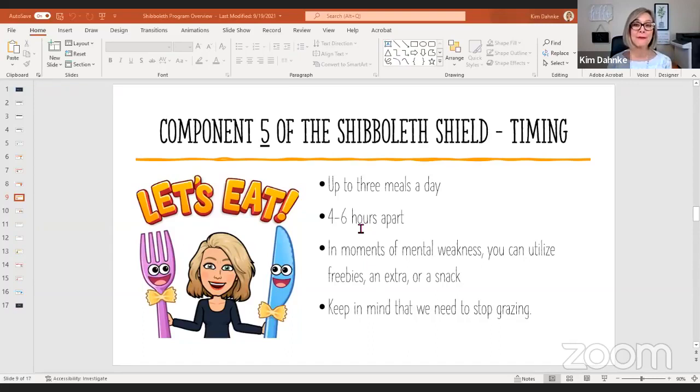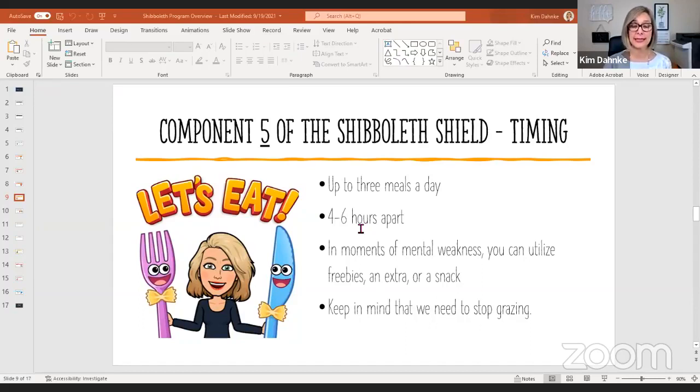I'm going to portion out my foods using my 2-hand rule, and I'm going to give my body a break from digesting and do breakfast, lunch, and dinner. And if I needed it, a freebie, an extra, or a snack. That's my daily objective. That's how I try to live.